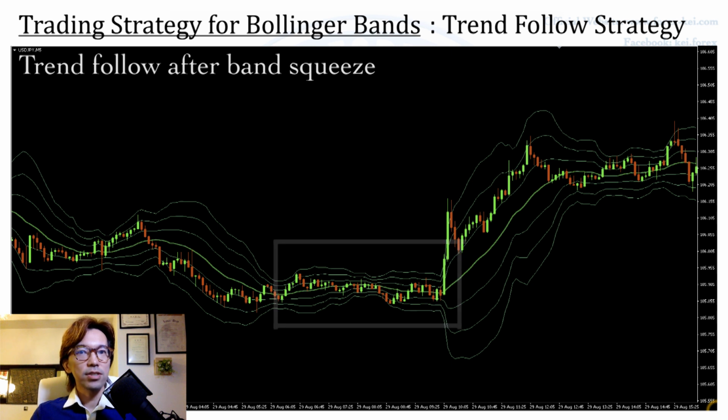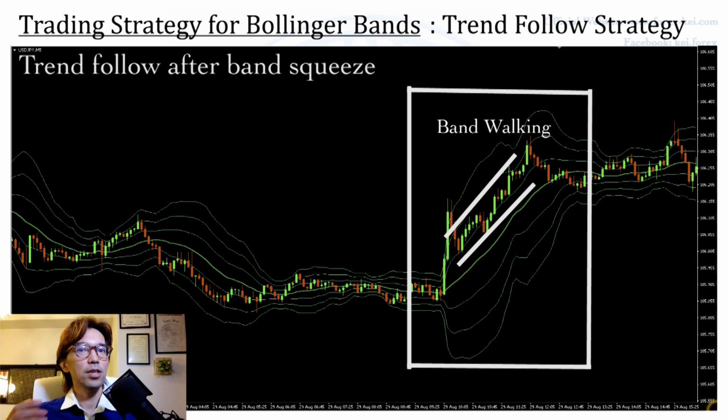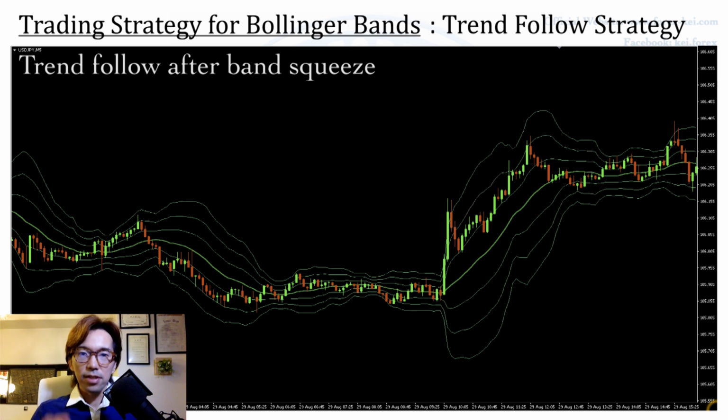In contrast, when there's a trend, the bands are expanded on both sides like this, and when the trend is strong, the price keeps moving between deviation 1 and 2. Or when it's really strong, it keeps moving between deviation 2 and 3. This is called band walking, like I mentioned earlier. And the tighter the squeeze becomes, the better the chance of price walking between the deviations.